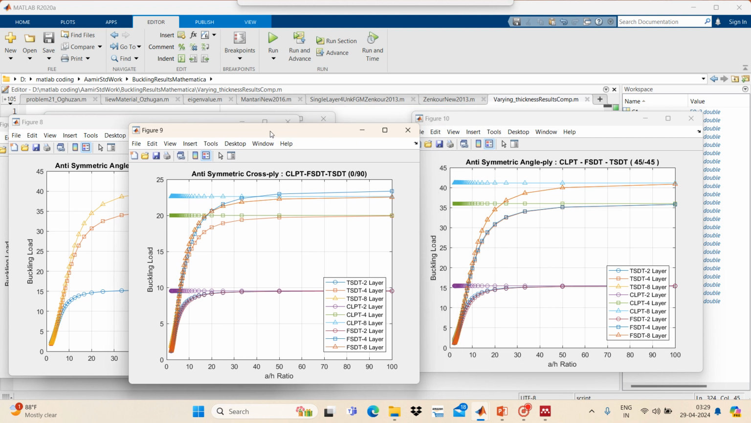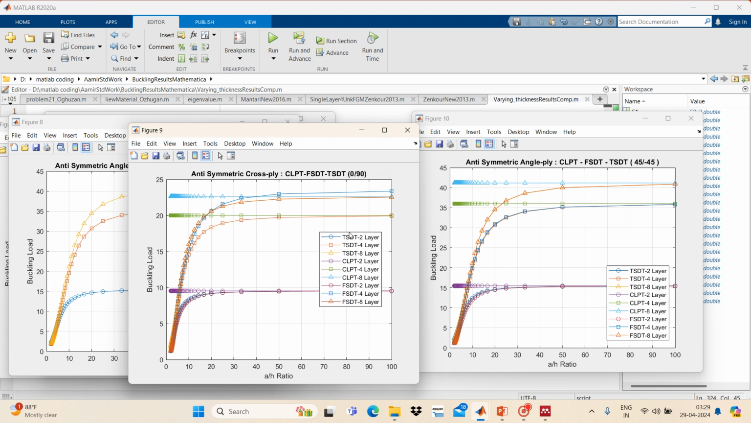Now this one is shown for the anti-symmetric cross ply using all three theories: classical plate, first order shear deformation theory, and third order. Here we have compared all three results. Third order shear deformation theory for 2 layer is this round one, and first order shear deformation theory for 2 layer is this red one. We can see from here that first order and third order shear deformation theories are almost the same and coinciding with each other, and the constant one is for classical plate theory.